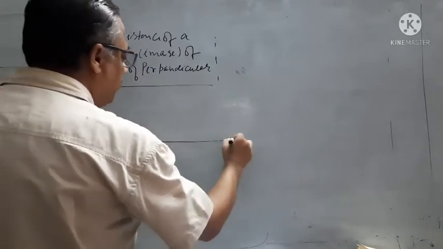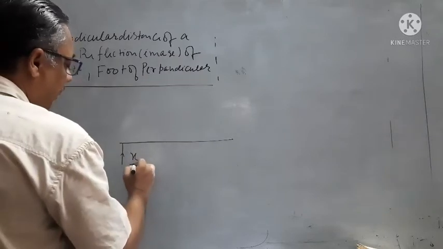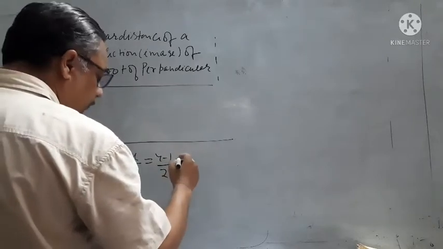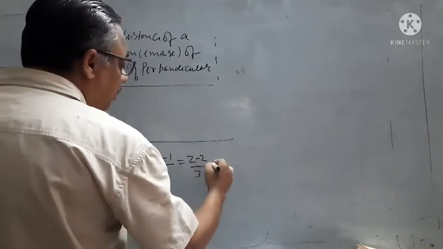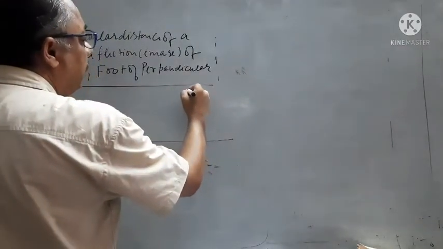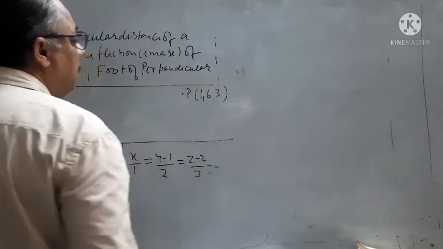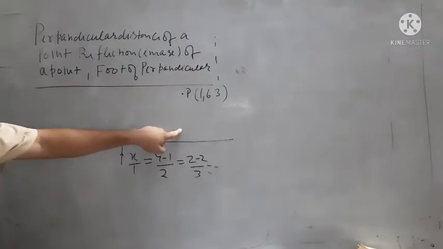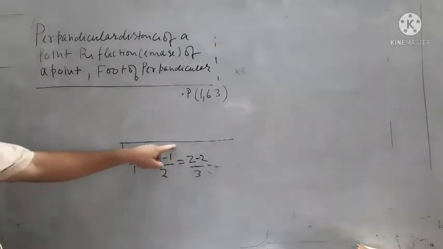Suppose we are given a straight line whose equation is x by 1, y minus 1 by 2, z minus 2 by 3, and this is the given point P (1, 6, 3). We have to find out the perpendicular distance of the point from this line and the image of this point taking the line as a mirror.